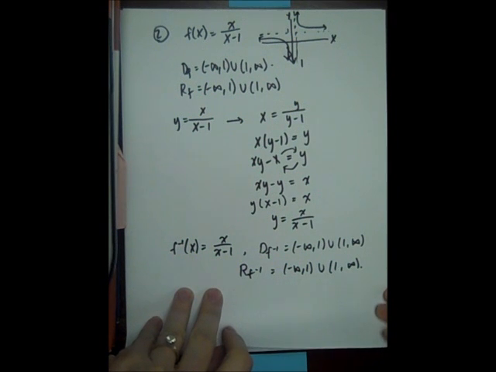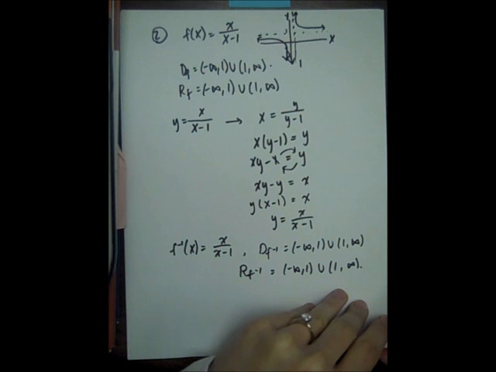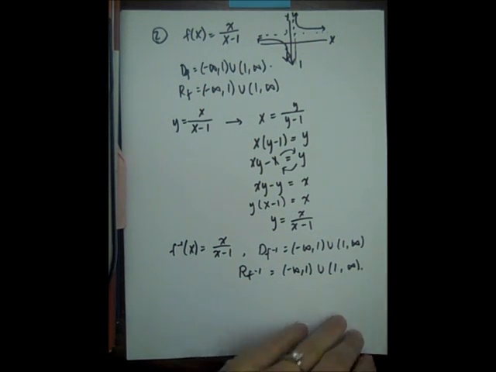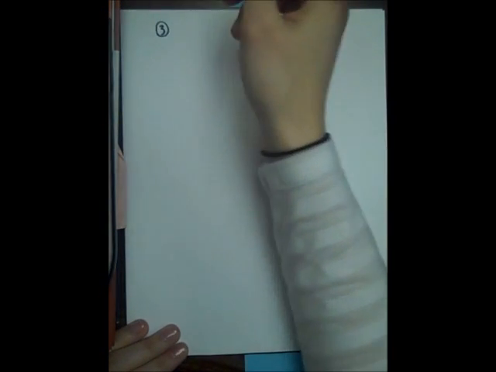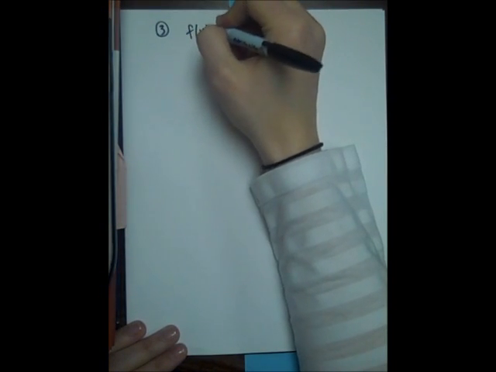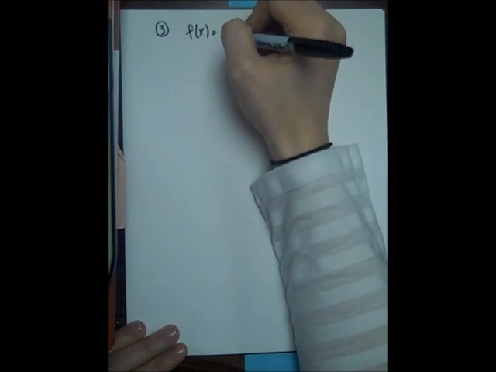So the important step in that problem was realizing that if you want to solve for y, and you have y on two sides of the equation, put everything with y on one side, move everything else to the other. Let's do a third example. How about f of x is 2 over x minus 1?